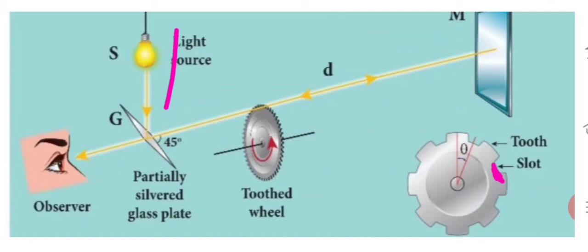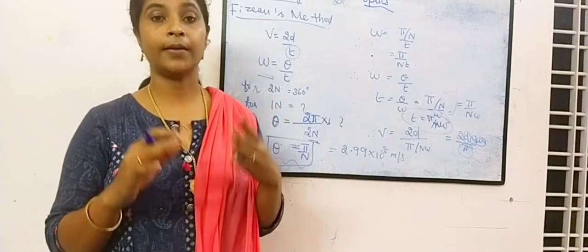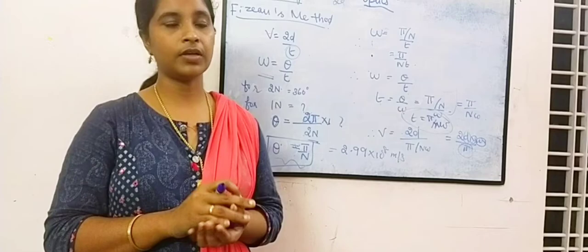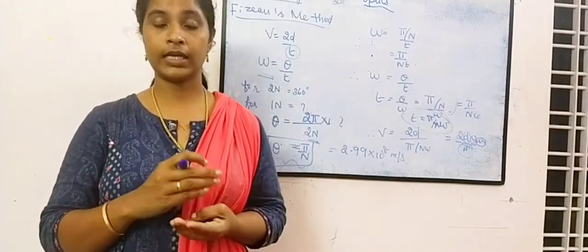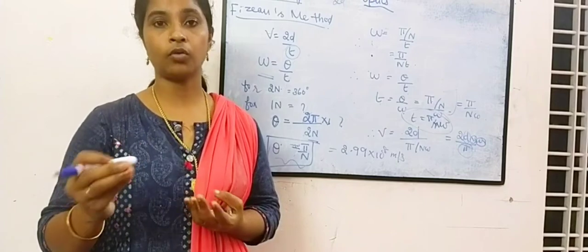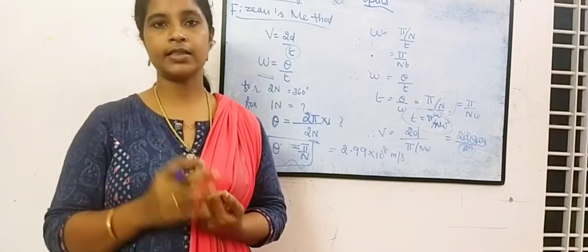Okay, now let us find out the expression for the speed of light. How we are going to find out the speed of light, what the speed of light depends on, and how they found it out, that we are going to see now. Hope you understood the apparatus construction and the working of the Fizeau method to determine the speed of light. Now we can analyze how he found out the expression to determine the speed of light.